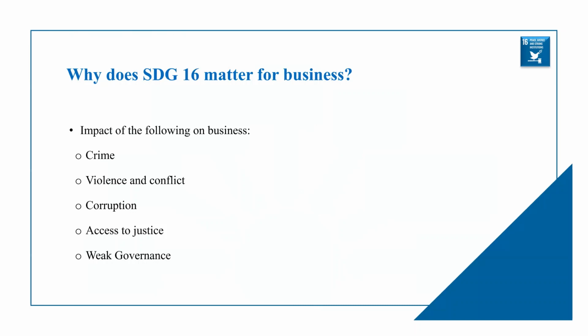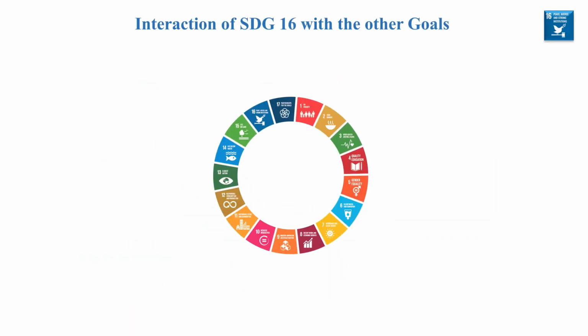So, the importance of this goal for business really stems from the impact of all the issues covered under this goal on your business. The impact of crime, for instance, the impact of violence and conflict, the impact of corruption, the impact of not being able to access justice as a business, and weak governance and weak governance institutions. All of that has an impact and a bearing on your business.